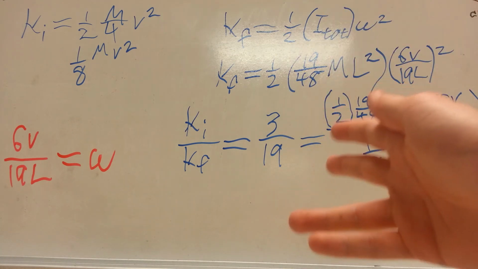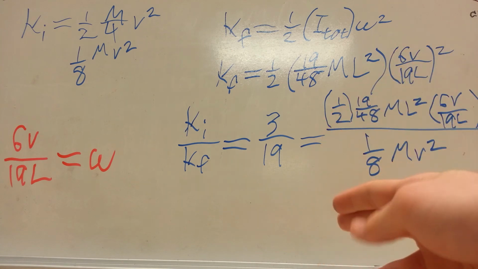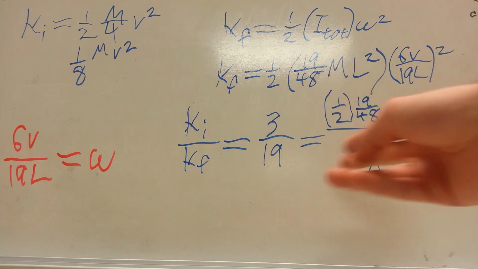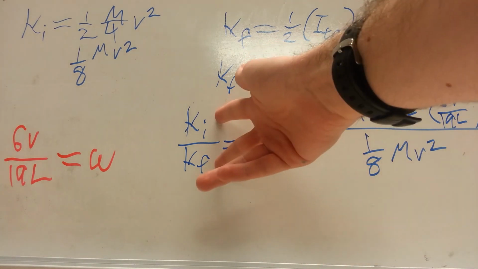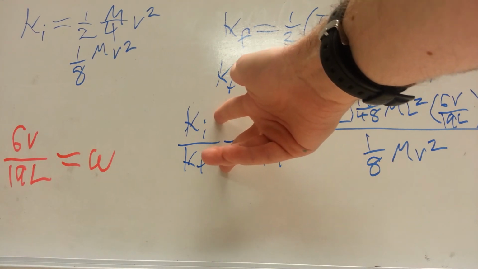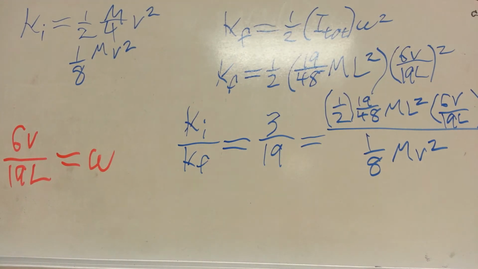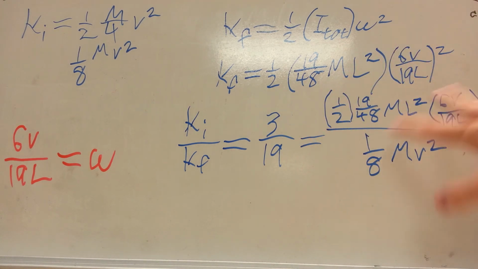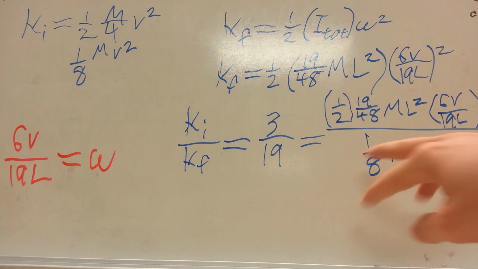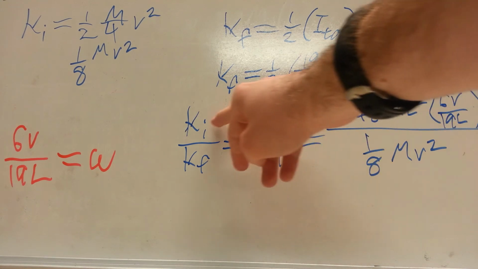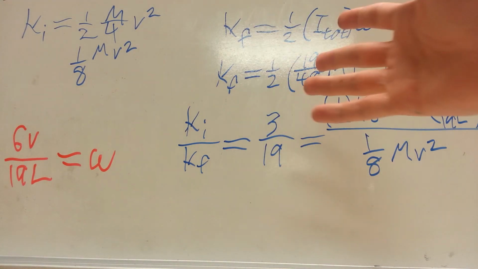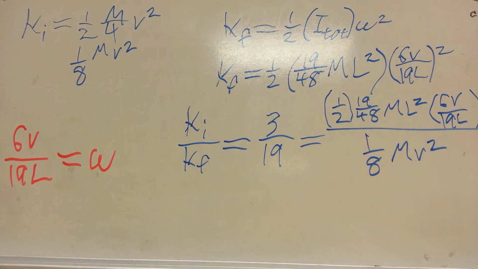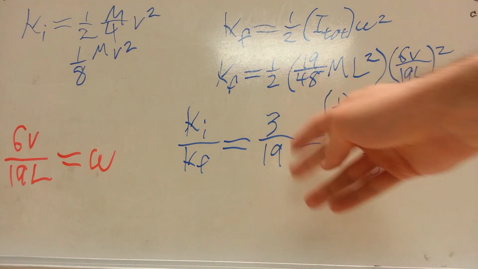If it doesn't cancel nicely, that means one of your things was not kinetic energy, because if you get a unit out of a ratio of two of the same kind of unit, that's a problem. That means you messed something up, and your fraction is incorrect. If you have a ratio of initial to final energy, velocity, acceleration, torque, whatever, it needs to be unitless.